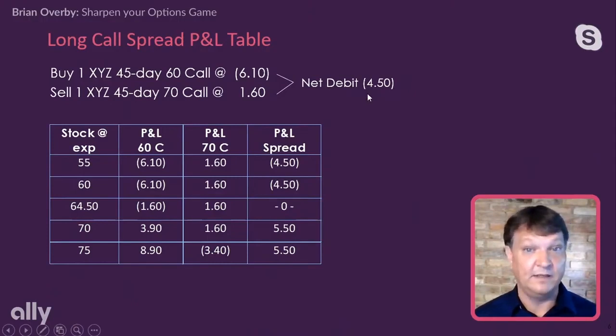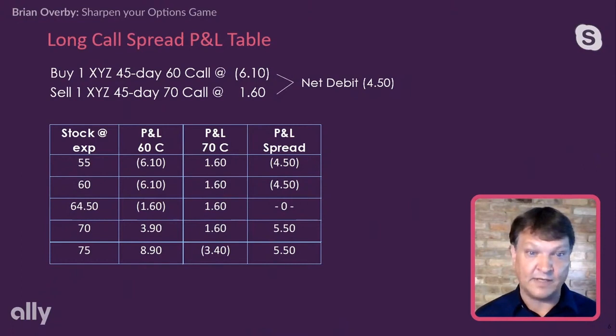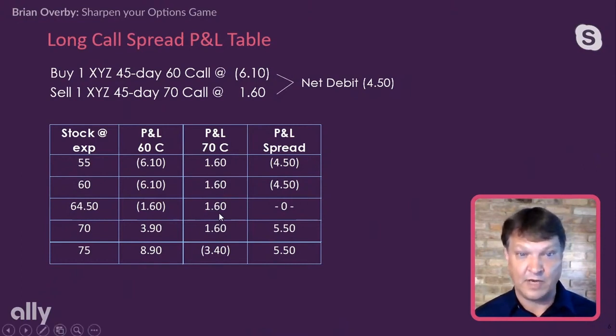Now, our break even, like I said, we need it to get to 64.50, which is the debit that we paid, plus that strike price of 60, to get to a net. We'd have a net loss on our long option of $1.60, a net gain of our short option of $1.60, and our break even would be 0.